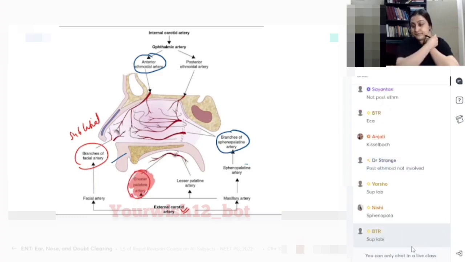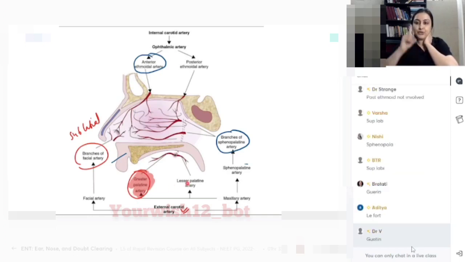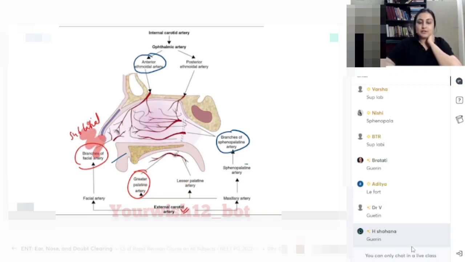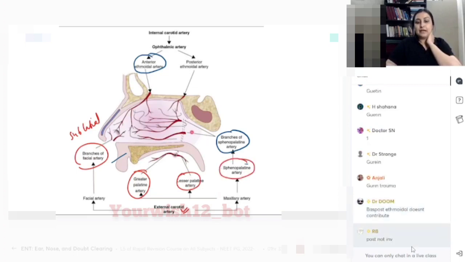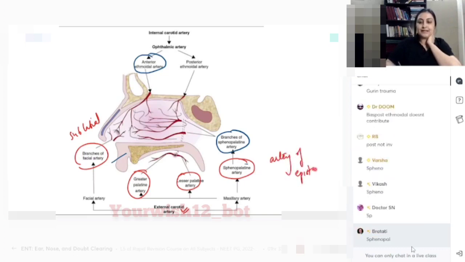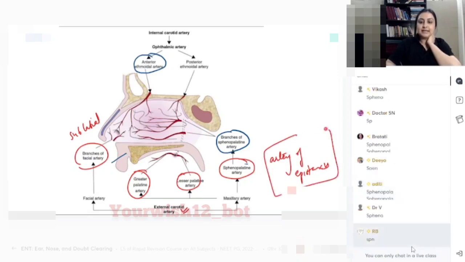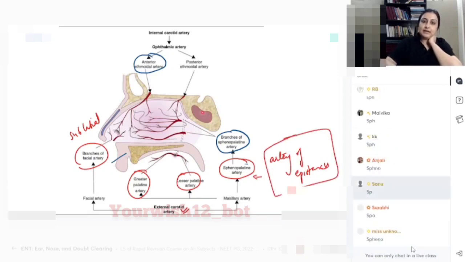कौन सा G था? गुवेरिन, है ना। गुवेरिन साइन अलोंग जीपीए फॉर लीफोर्ड 1. वेरी नाइस. सुपीरियर लेबियल, ग्रेटर पैलेटाइन, लेसर पैलेटाइन, अगेन ब्रांच ऑफ मैक्सिलरी आर्टरी. दूसरी मैक्सिलरी आर्टरी से कौन आएगी? स्फीनोपैलेटाइन, जिसको नाम ही देते हैं आर्टरी ऑफ एपिस्टैक्सिस. It is sphenopalatine, right? So this is your mainstay artery of epistaxis.